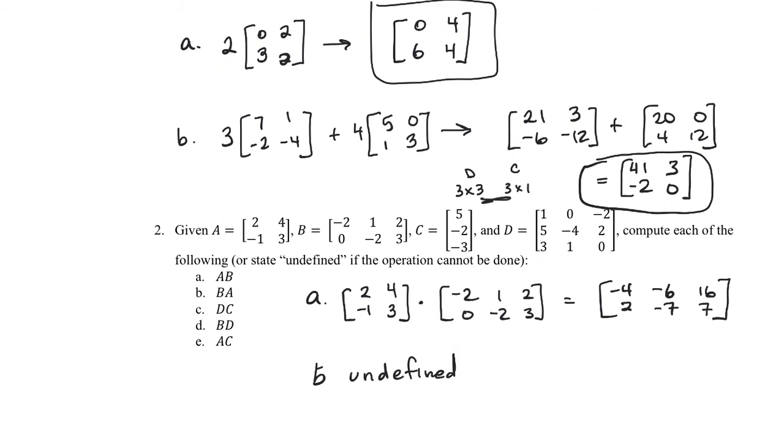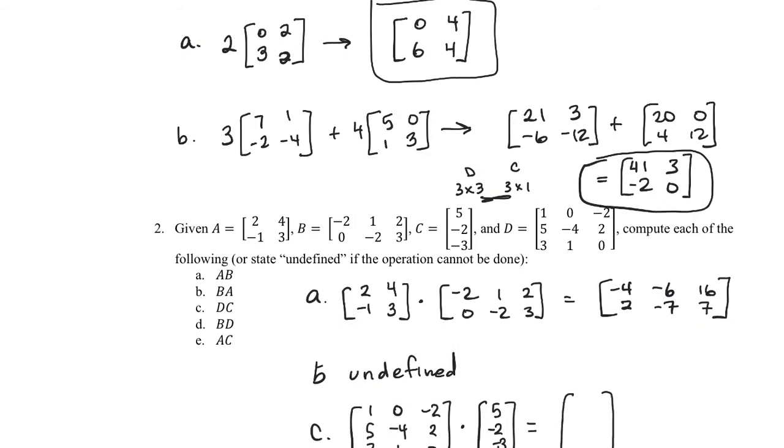So the dimensions match, so this one's possible. So matrix D times matrix C is going to result in a 3 by 1 matrix. So 3 rows, 1 column.